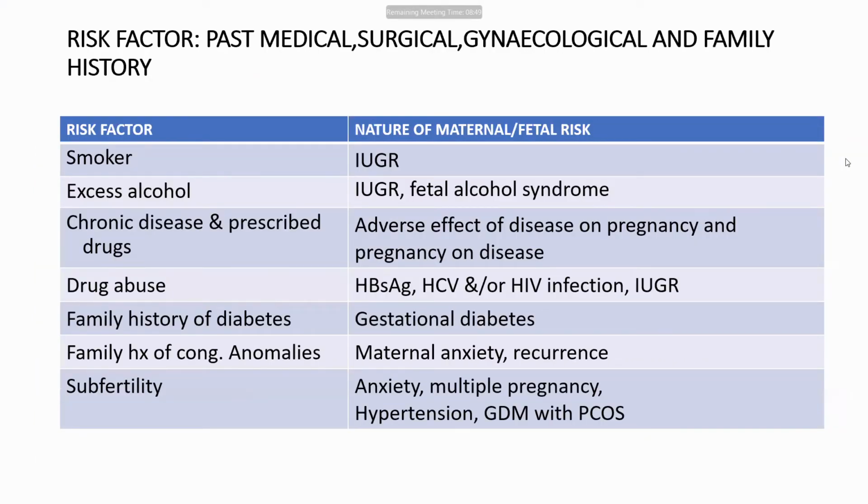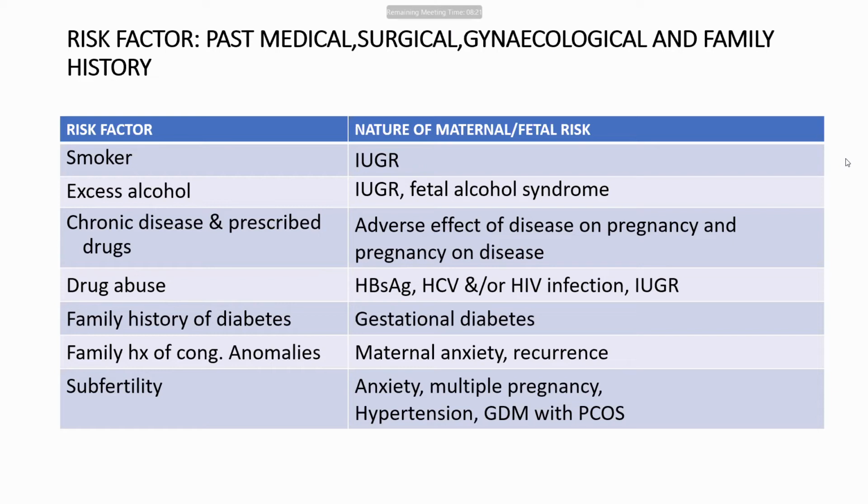Some lifestyle changes like smoking tend to cause intrauterine growth restriction, excess alcohol can lead to fetal alcohol syndrome and IUGR. Chronic disease: it depends on what medications he is taking. Maybe the patient is epileptic and taking valproic acid, then there is a tendency of neural tube defect. So it depends upon the disease and the prescribed medications. Drug abuse: there is tendency of sexually transmitted infection as well as some bloodborne virus infection.